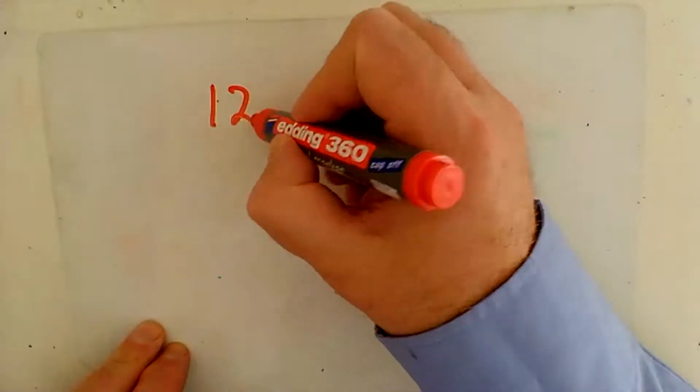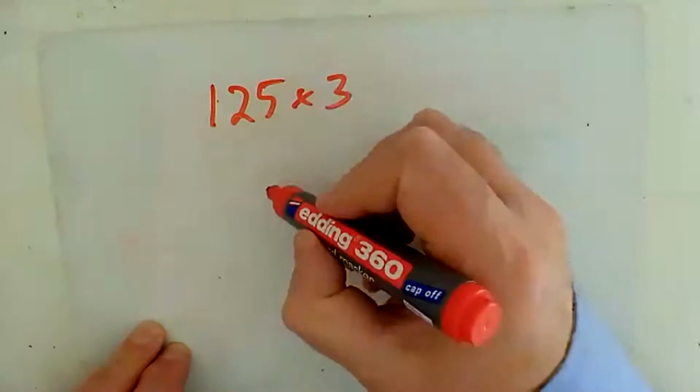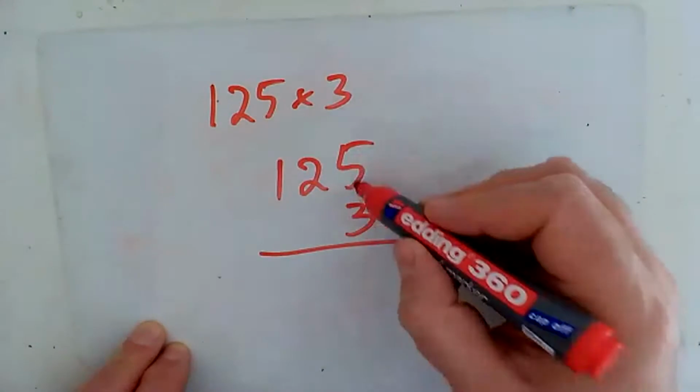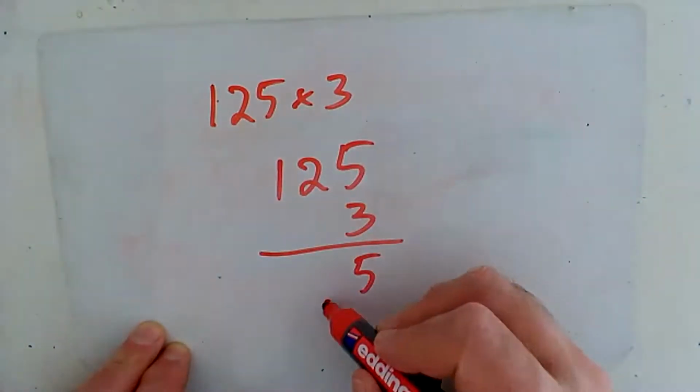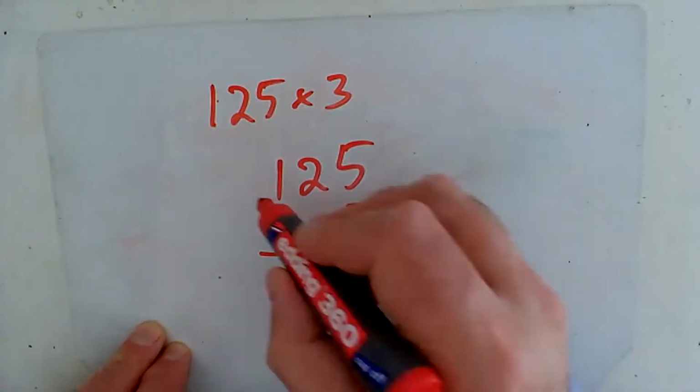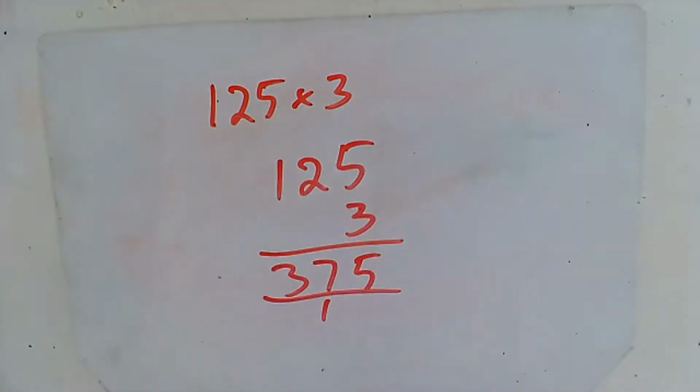So say for example you've got 125 times 3 and you want to do a written method. We do 125 times 3 and we do that. 5 3s are 15, 5 carry the 1. 2 times 3 is 6 and 1 is 7. 1 times 3 is 3. So we would do it like that, okay, our written method.